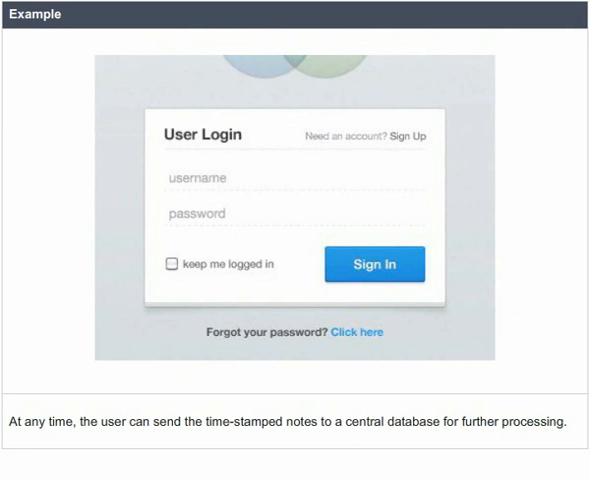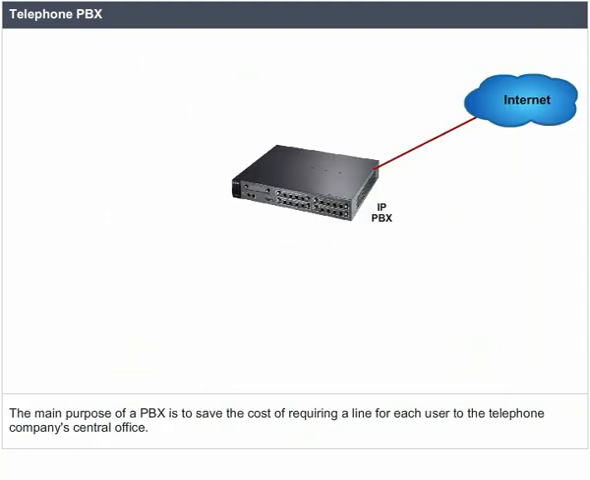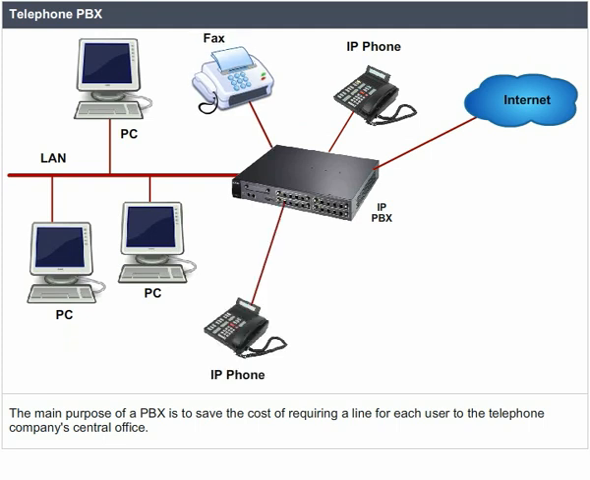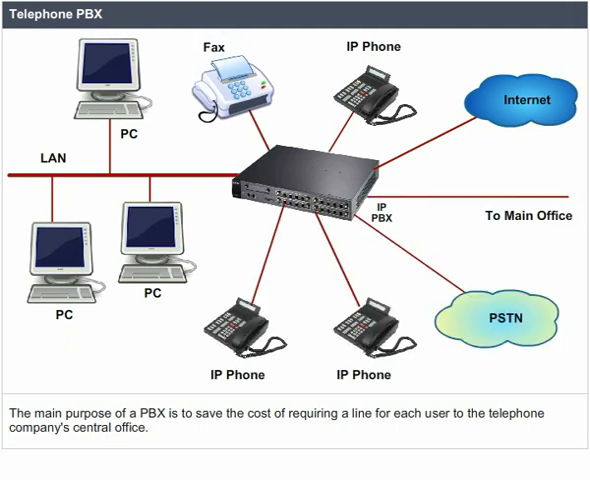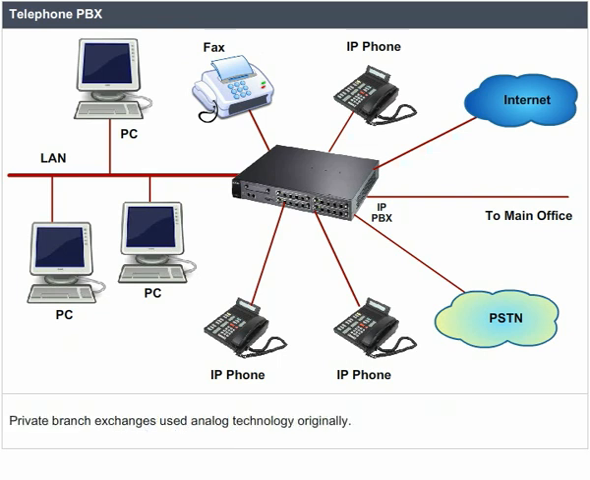Telephone PBX. A PBX, private branch exchange, is a telephone system within an enterprise that switches calls between enterprise users on local lines while allowing all users to share a certain number of external phone lines. The main purpose of a PBX is to save the cost of requiring a line for each user to the telephone company's central office. The PBX is owned and operated by the enterprise rather than the telephone company, which may be a supplier or service provider. However, private branch exchanges used analog technology originally. Today, PBXs use digital technology.